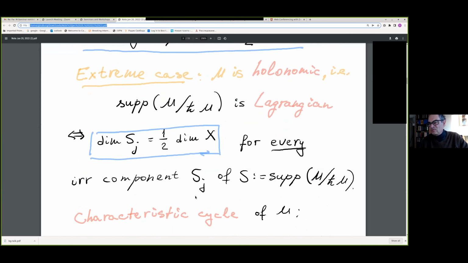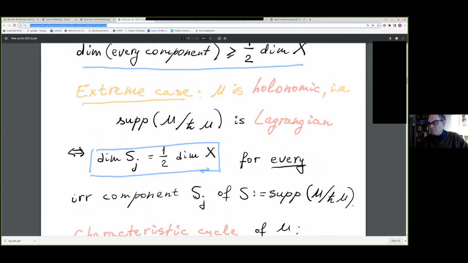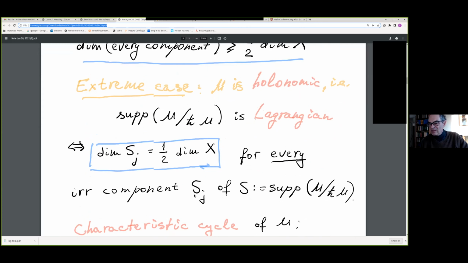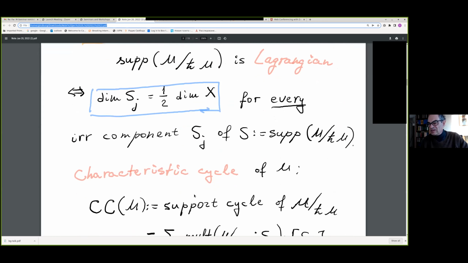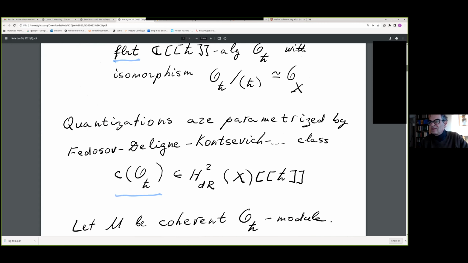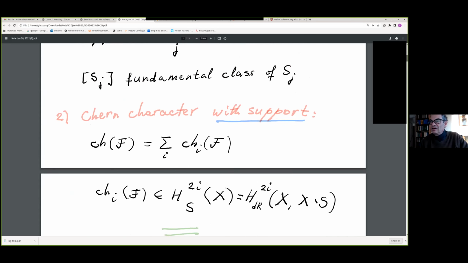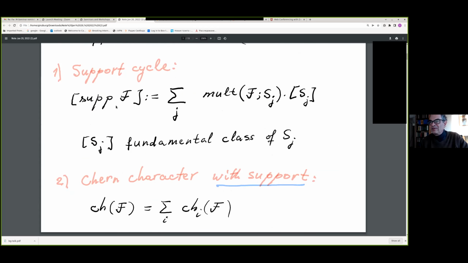So now we take S to be this support of M mod H bar. Now every irreducible component is Lagrangian. And then one can define the characteristic cycle of M. Basically you reduce M mod H bar, then you just get the usual coherent sheaf. And then you take the support cycle as it was defined five minutes ago. It's this formal linear combination of multiplicities times fundamental classes.